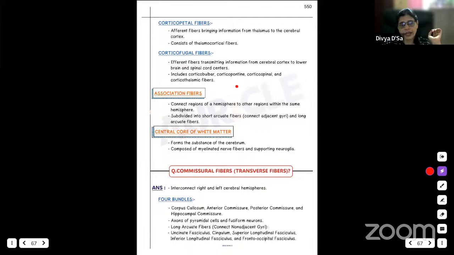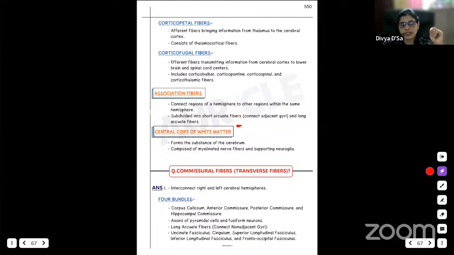Corticospinal fibers go to the spinal cord and corticothalamic fibers go to the thalamus. Next, we have association fibers. Association fibers connect areas within the same hemisphere, for example the frontal lobe of one side to the sensory lobe of the same side. So basically, association fibers connect two areas of the same hemisphere, either in the same lobe or in two different adjacent lobes.